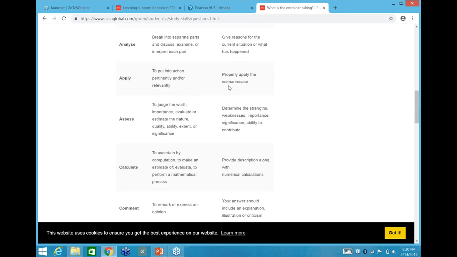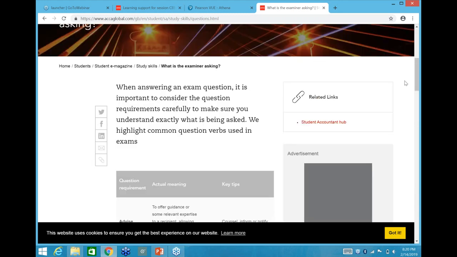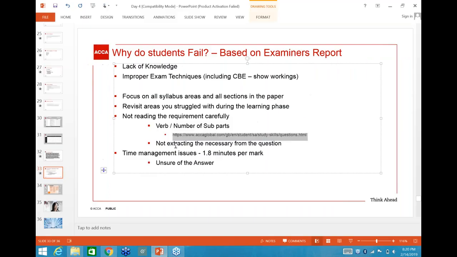This is not subject matter, but you need to have an idea of what the exact requirement is. Not extracting the necessary from the question is also another weakness. When you're writing the explanatory answers, pull out pointers that they give in the question.